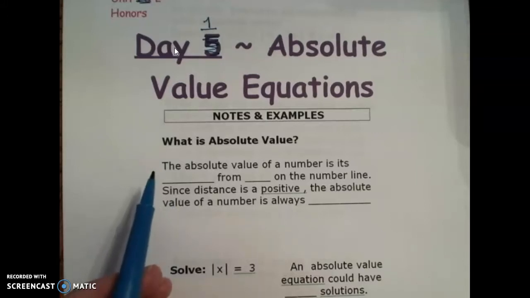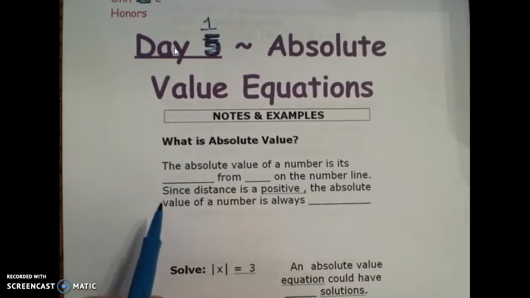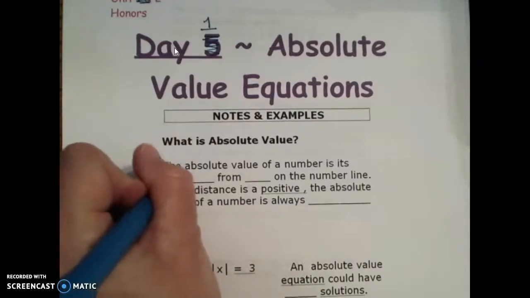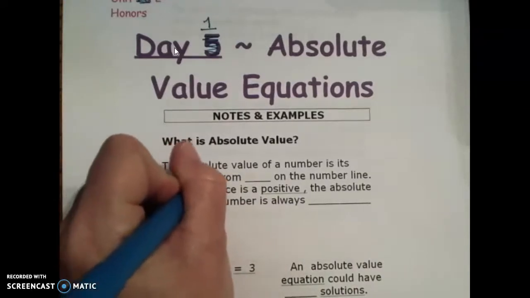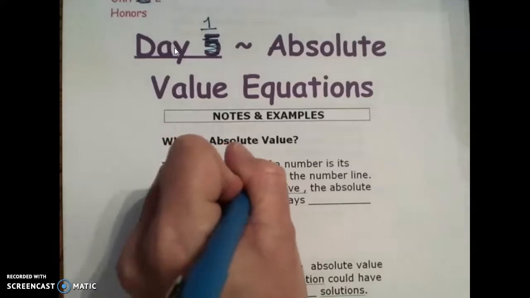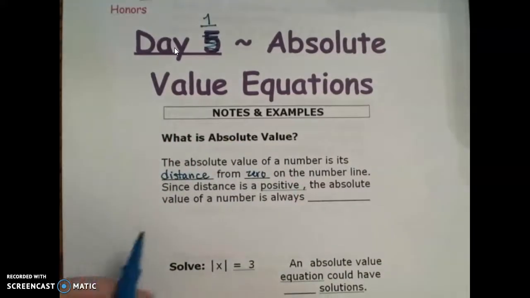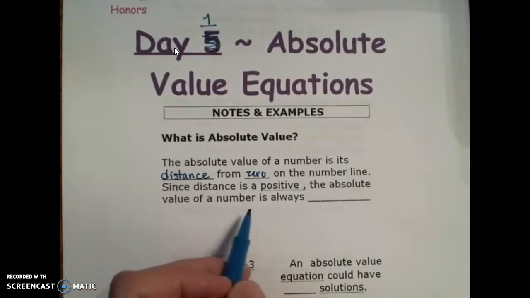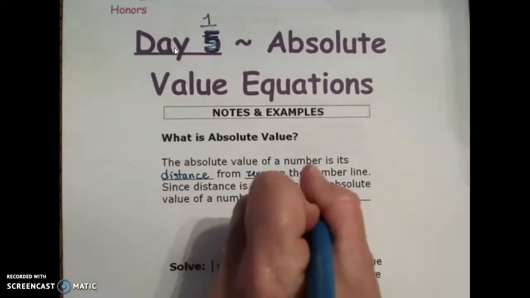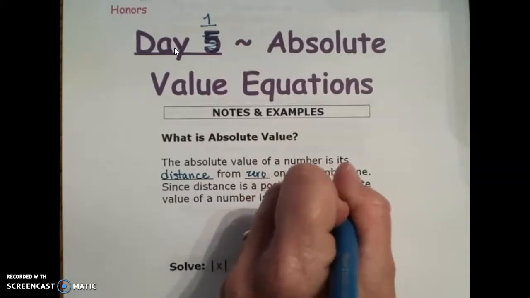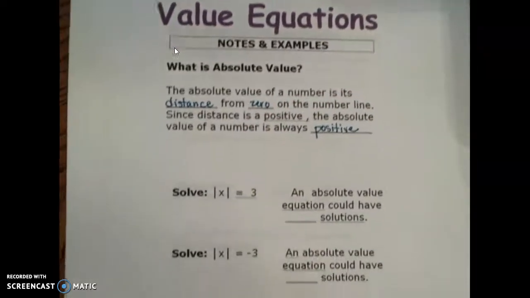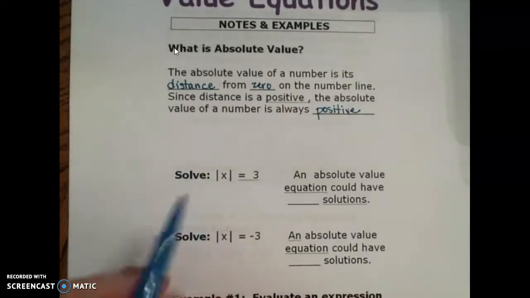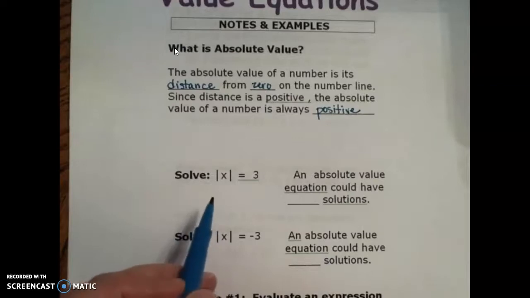So let's start off with what is absolute value. The absolute value of a number is its distance from 0 on the number line. Since distance is always positive, the absolute value of a number is also always positive. So you just got to remember that it's actually talking about the distance from 0 when you see those absolute value bars. So we're going to start with two easy examples.